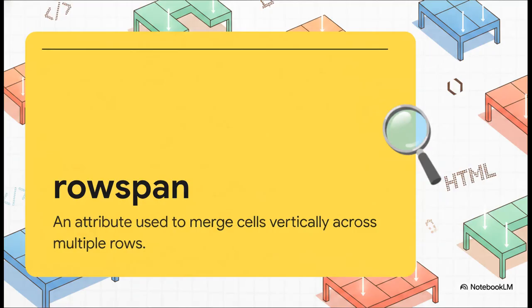And then on the flip side, we have rowspan. As you can probably guess, this attribute merges cells vertically. So instead of stretching left to right, rowspan pulls the cell downwards. It takes up the vertical space of multiple rows, which is super handy if you want to group a bunch of related items under one broad category on the left side of your table.